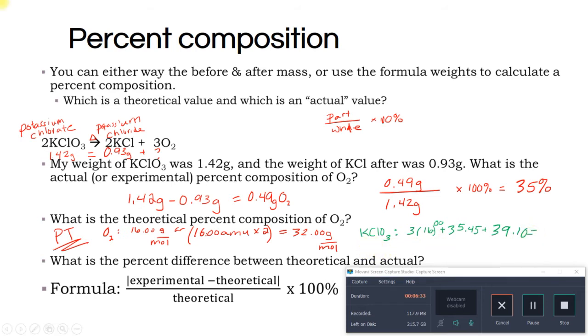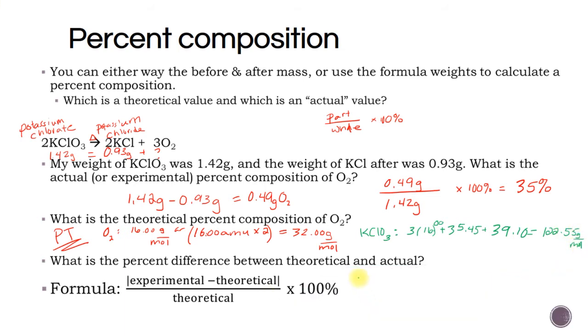All right, so if we add up 3 times 16 plus 35.45 plus 39.1, we're going to get a total of 122.55 grams per mole. So that's the weight of the KClO3.